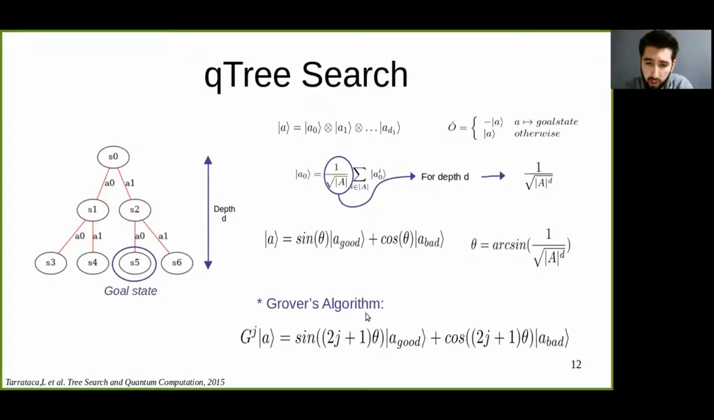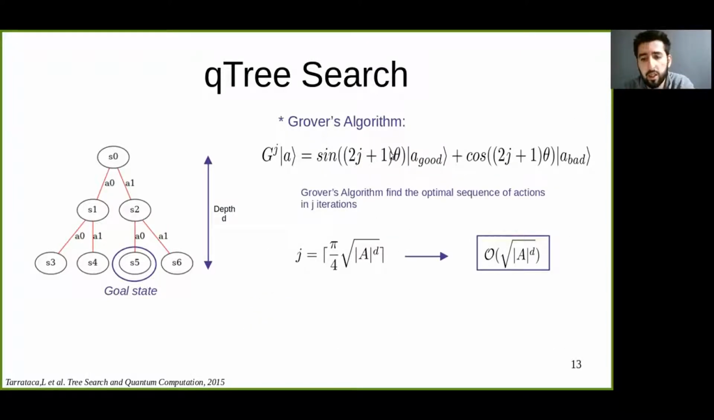So, following Grover's algorithm, we know that by applying j iterations, the amplitude of the correct sequence of actions will be amplified. So, now the goal here is to find the optimal number of iterations. We know that theta is the arcsine of 1 over the square root of a to the d. And so if we solve for j, we can see that we need the square root of a to the d iterations in order to reach the optimal sequence of actions. And so the square root gives us a quadratic speedup compared to the classical counterpart.